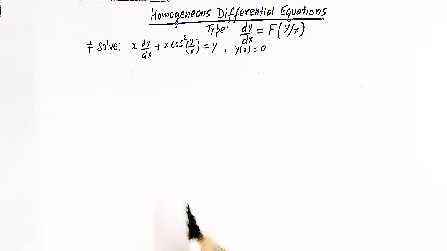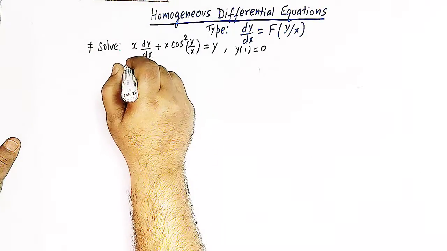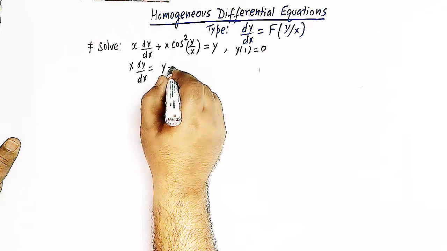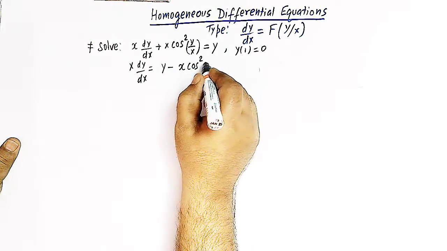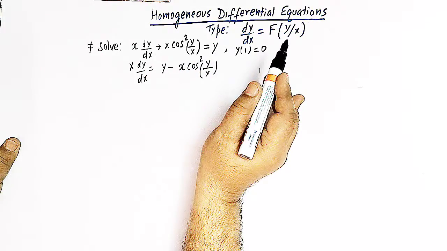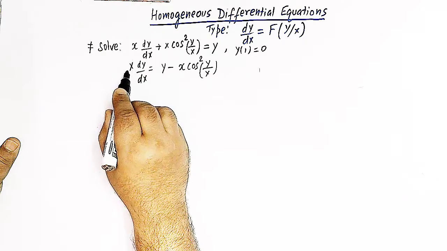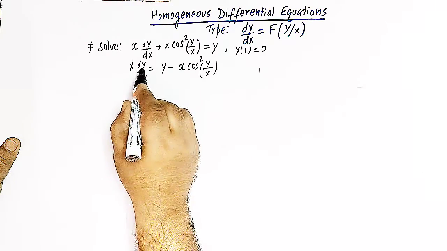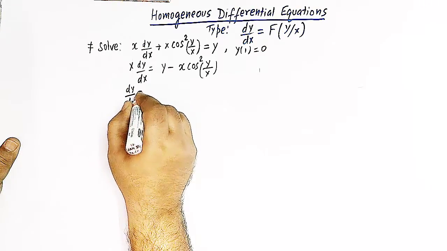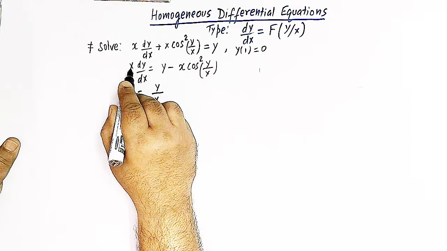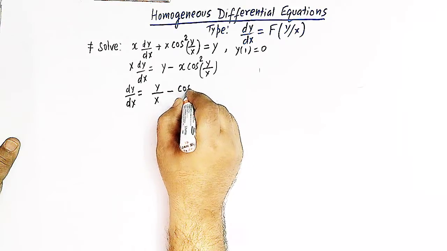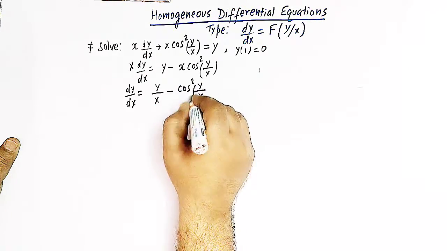So let us here transpose the terms. So let us write this equation as x dy over dx is equal to y minus x cos square y over x. So taking this term to the right hand side. So now let us divide both sides by x, so that here we have only dy over dx. So now we have dy over dx, and here we have y over x, dividing both sides by x, and here x gets cancelled, so we have cos square y over x, right?